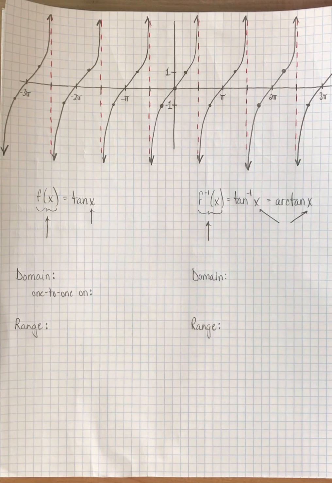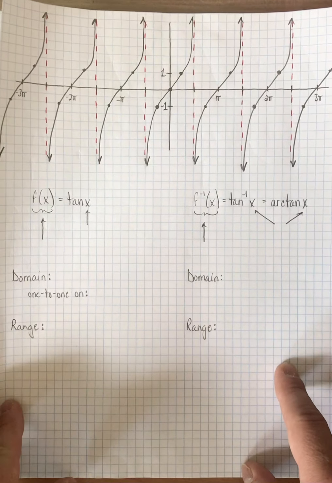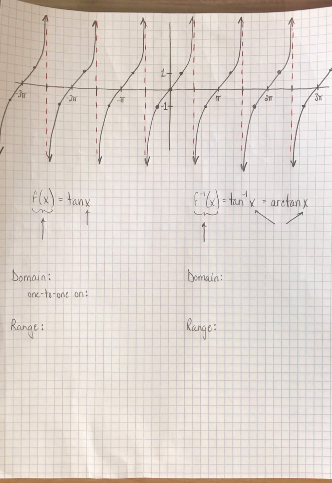What we're looking at here is the tangent function. Several periods of the graph are drawn. The asymptotes, which occur at odd multiples of pi over 2, are marked with dashed lines in red.